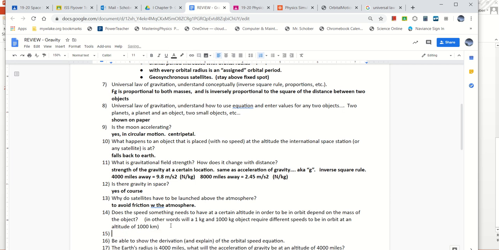Number 14 here. Does the speed something needs to have at a certain altitude in order to be in orbit depend on the mass of the object? It's a tricky one. No, you would think it does, okay? And we know that because the equation for orbital speed does not have mass in it.